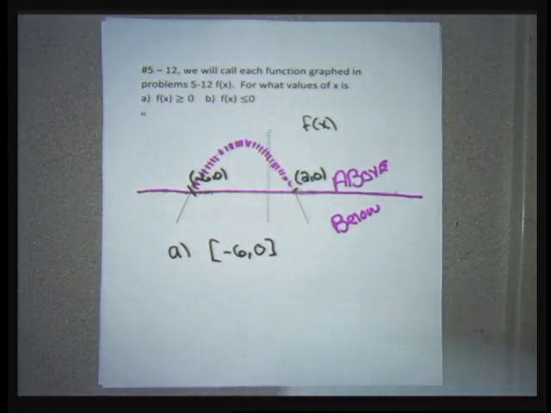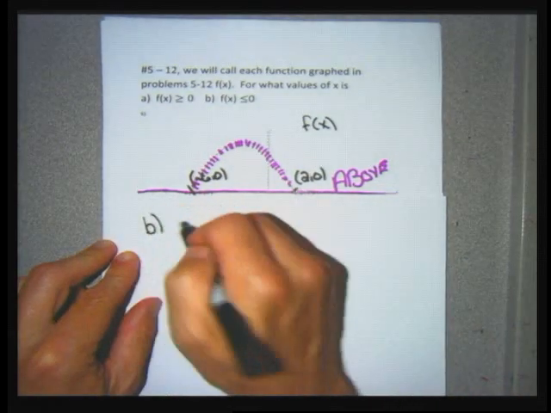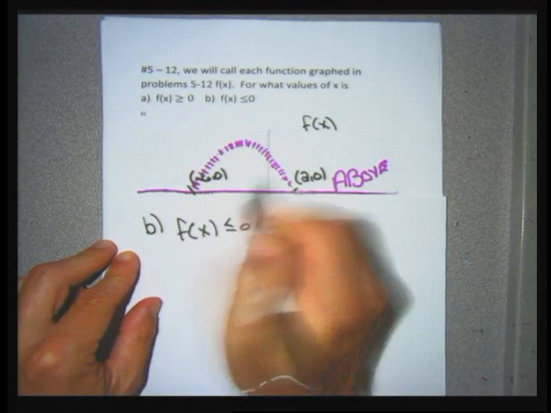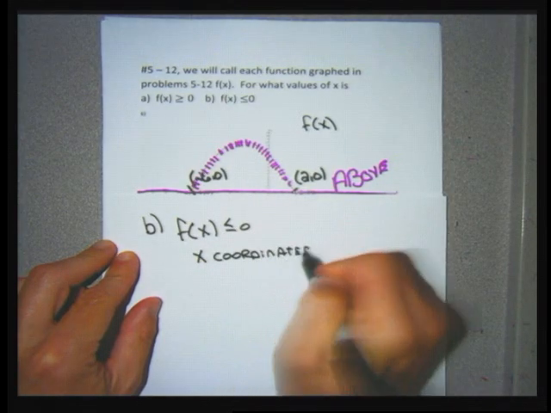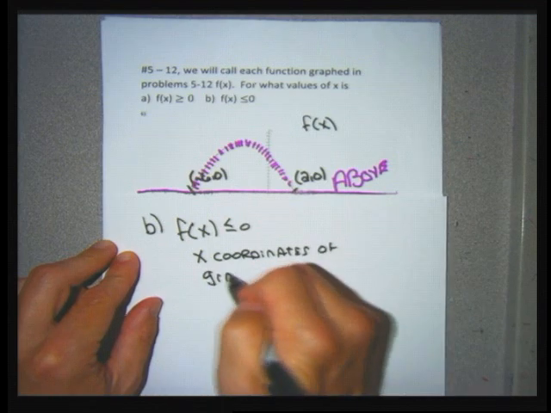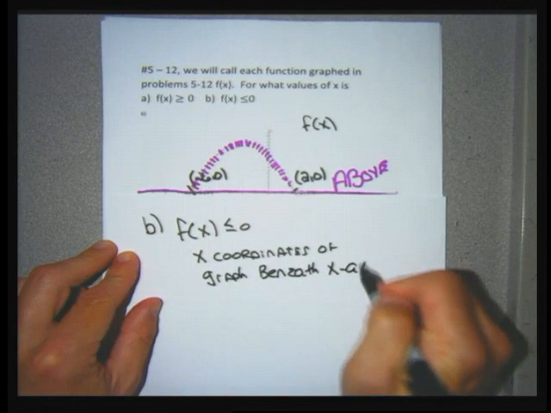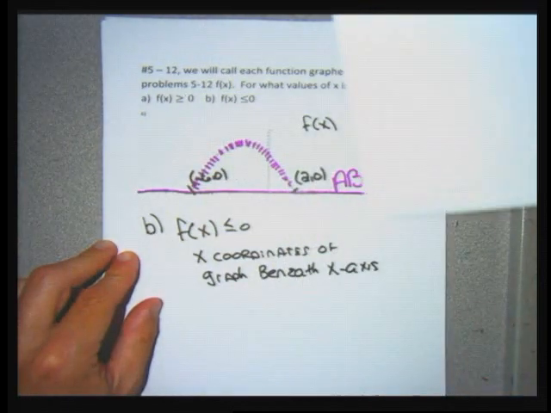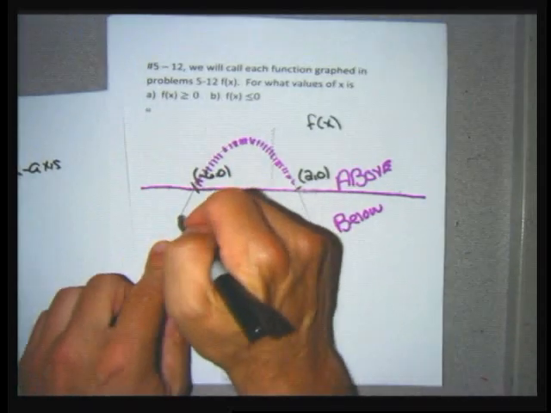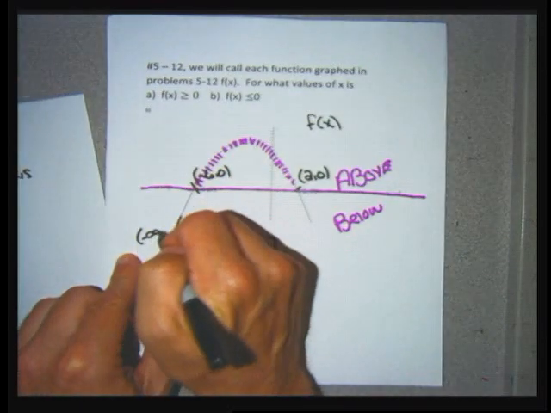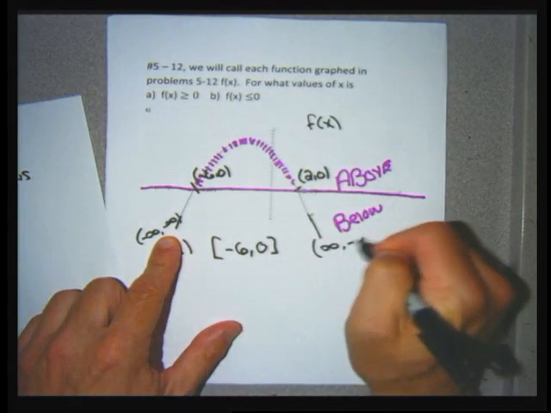Part B is asking for the x coordinates of where the graph is beneath the x-axis. So the graph is either above or beneath the x-axis. Now I'm looking for where it's beneath the x-axis. The graph here needs to be extended. This is going to extend to negative infinity on one side and positive infinity on the other, because there aren't any end points.